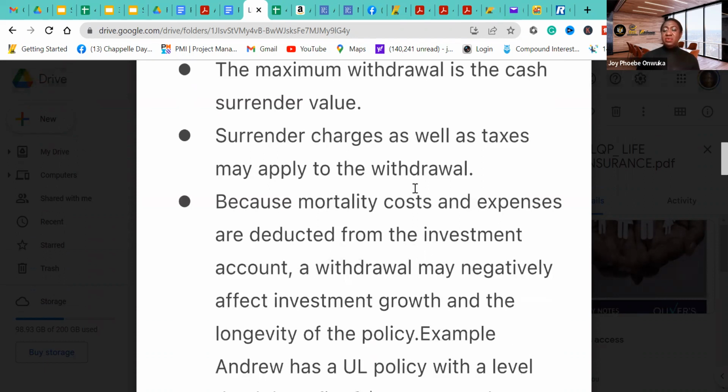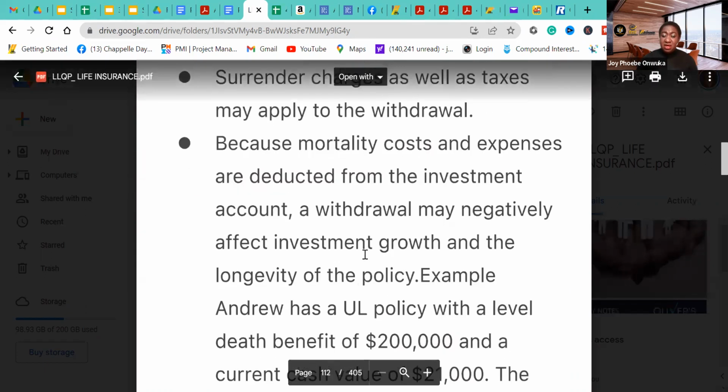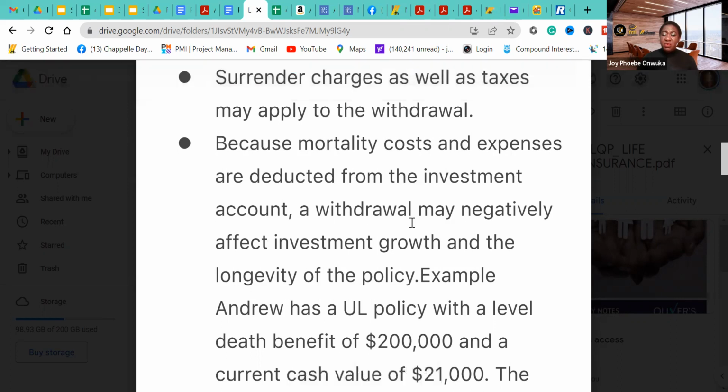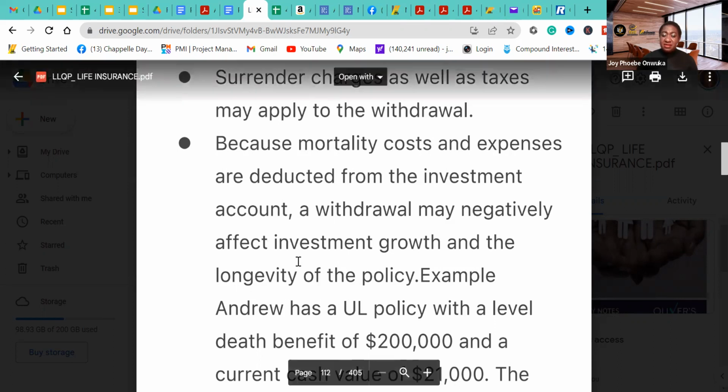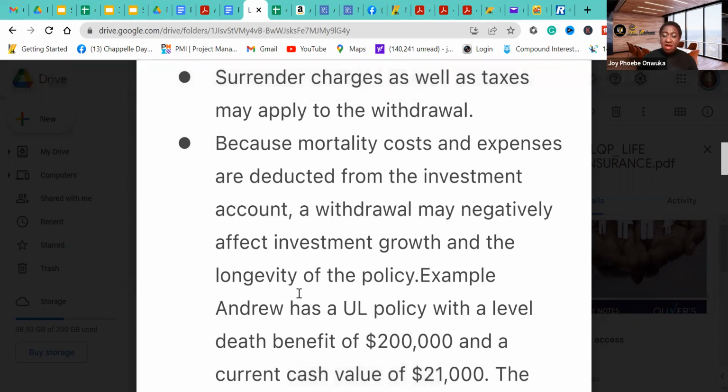Surrender charges as well as taxes may apply to the withdrawal. And because mortality costs and expenses are deducted from the investment account, a withdrawal may be negatively affected. A withdrawal may negatively affect investment growth and the longevity of the policy.